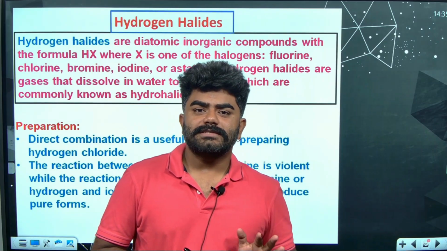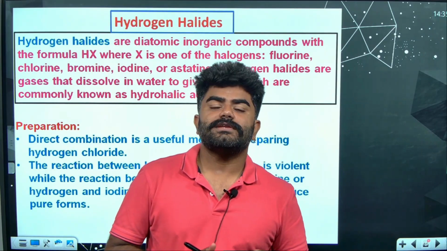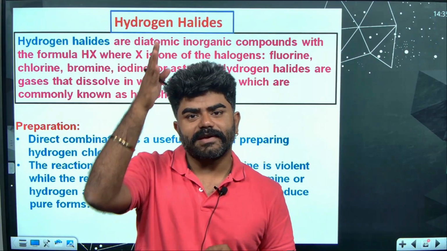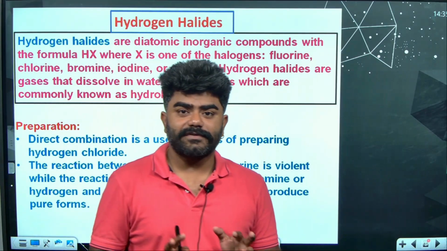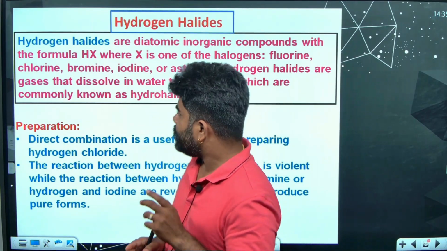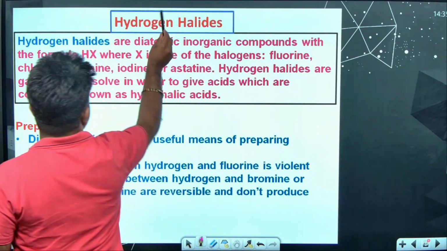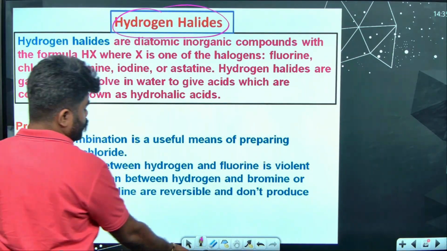You know what are halogens, right? In group 17 of the periodic table, you have fluorine, chlorine, bromine, iodine and astatine. So that family is what we call the halogen family, right? Now when that halogen forms a bond with hydrogen, we call it a hydrogen halide.